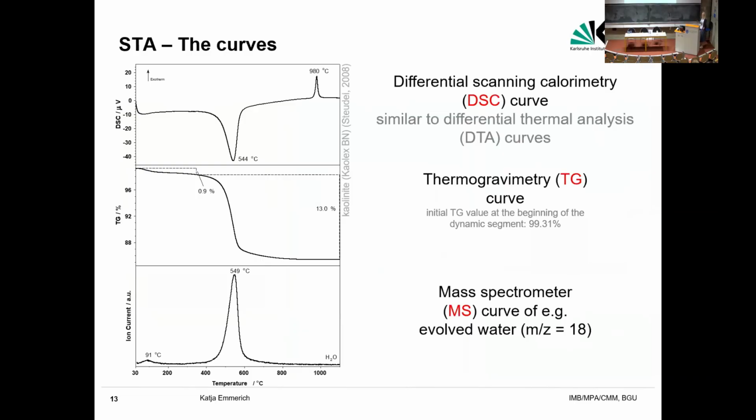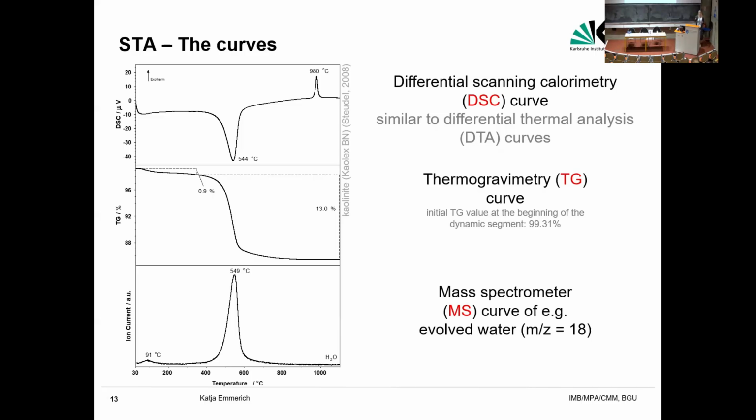And those are the curves that we obtained by our device, and you will recognize this type of curves in several slides during the talk. The sample that we measured here is a kaolin with a very high kaolinite content. On top you see a so-called DSC curve, differential scanning calorimetry curve.